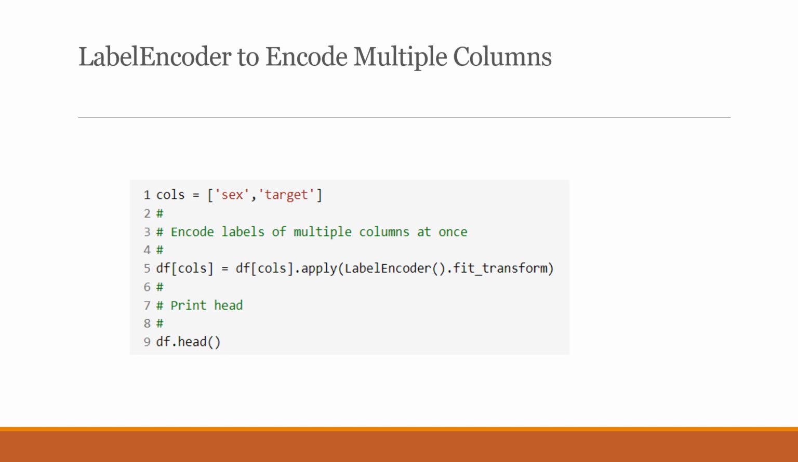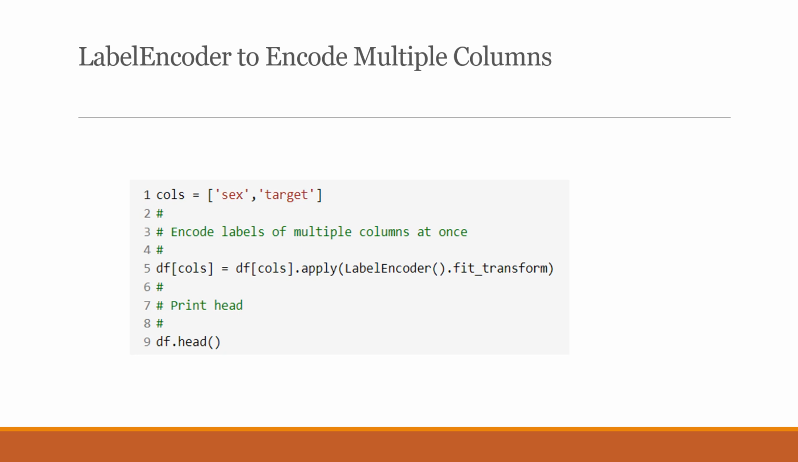In this example, we will use label encoding for two columns, sex and target. The first line of code imports the LabelEncoder class from the Scikit-learn preprocessing module. The LabelEncoder is a class in the Scikit-learn library that's used for label encoding of categorical data. The second line of code defines a list of columns that contains the names of the columns that we want to apply label encoding to.